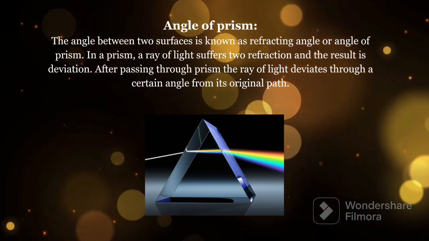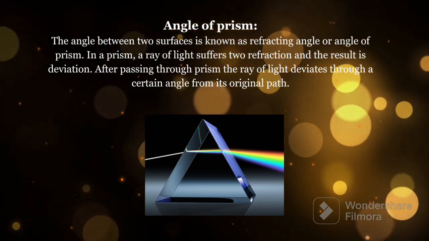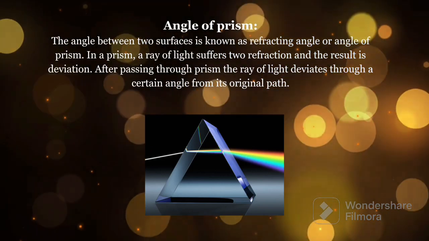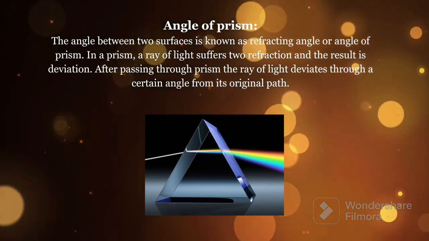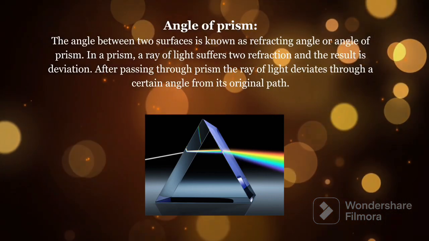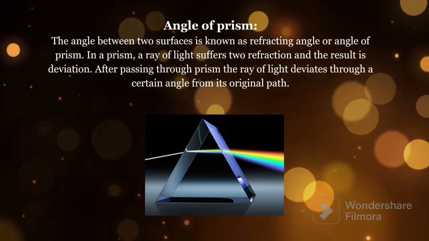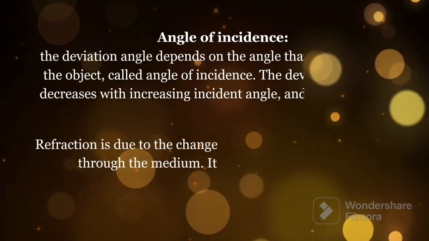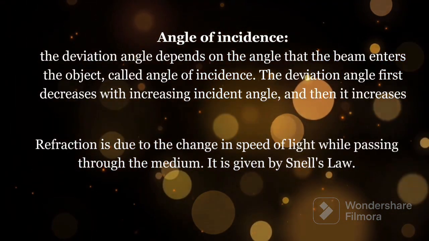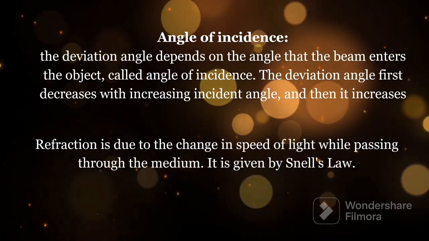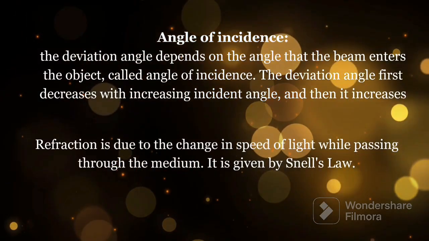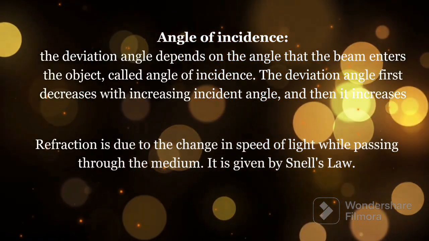Now, the angle of prism. It is the angle between two surfaces. It is also known as the refracting angle. In a prism, a ray of light undergoes two refractions and the result is deviation. After passing through the prism, the ray of light deviates by a certain angle from its original path. Now, angle of incidence. The deviation angle depends on the angle at which the beam enters the object, and it is called the angle of incidence.